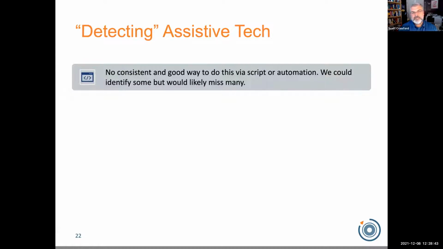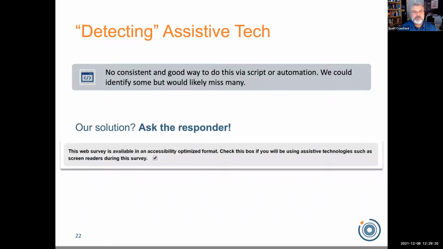We first looked at automated ways to do this. There are some ways you can detect whether screen readers are being used, but there are a lot of different screen readers out there, a lot of different technology, and it just wasn't consistent. We couldn't be certain about that. And we didn't want to miss out on having some people who really felt, for whatever reason, they wanted to have the assistive capabilities. And so we decided that doing this automated way wasn't going to work.